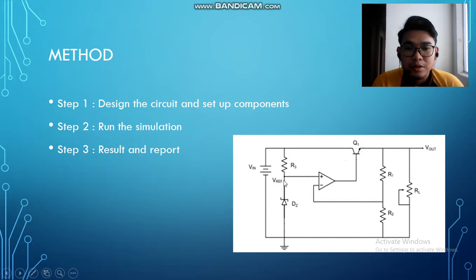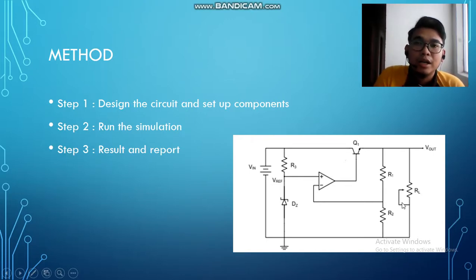The first one, we see my power supply. I set 15 volt, 5 ampere. My R3 resistor, resistor 3, I set to 90 kilo ohm. My Zener diode I set to 6 volt. R1 resistor 1, resistor 2, and variable resistor, I set 1 kilo ohm, which is the value of R1, R2, and RL is the same value, which is 1 kilo ohm.